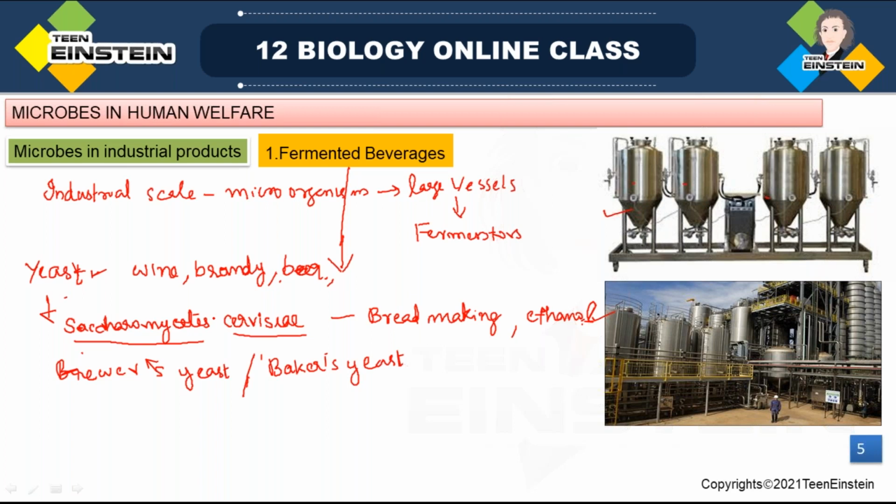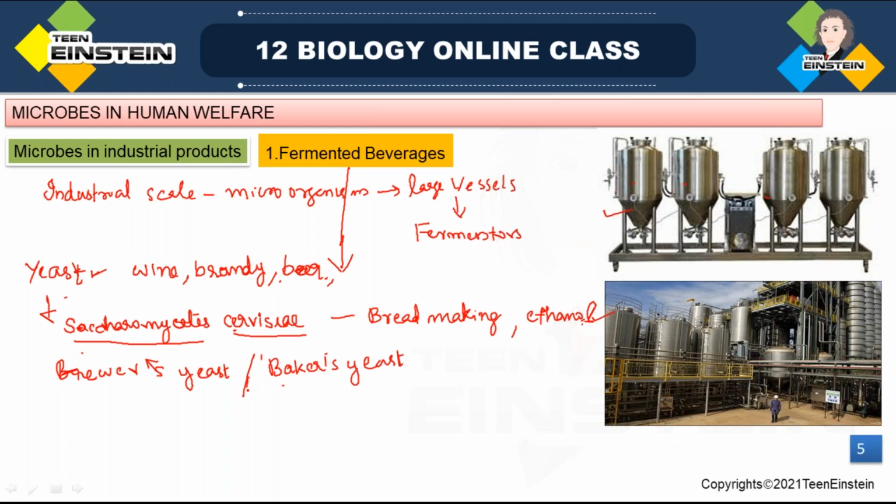The same yeast, Saccharomyces cerevisiae, is used in bread making also, and it is called baker's yeast. So Saccharomyces cerevisiae is also called brewer's yeast and baker's yeast.